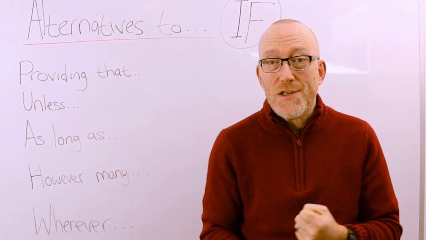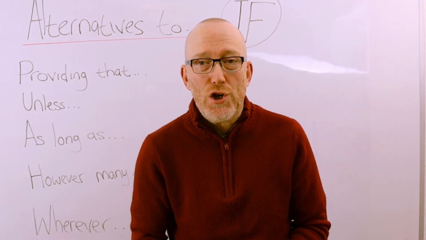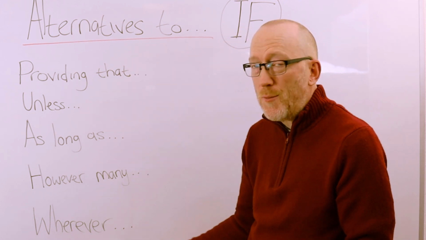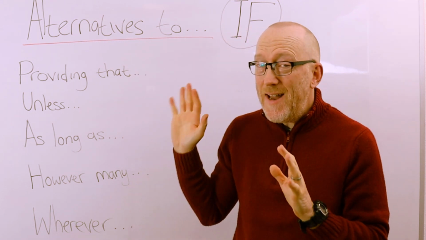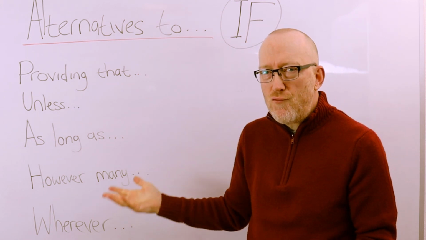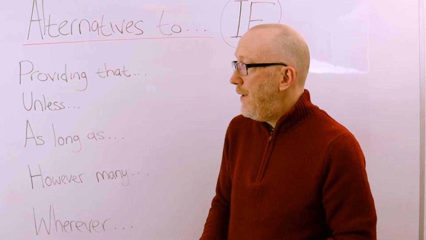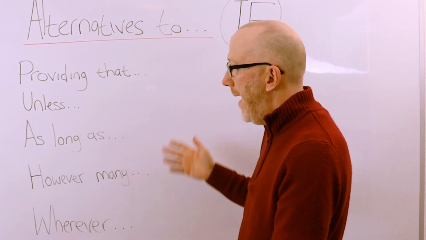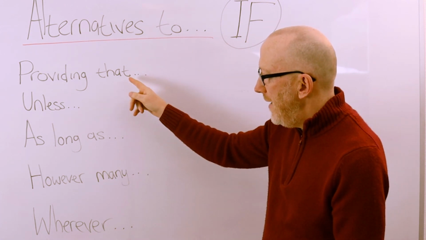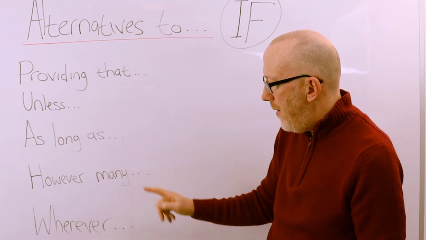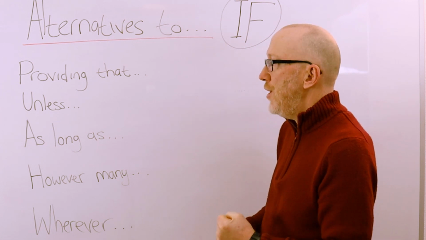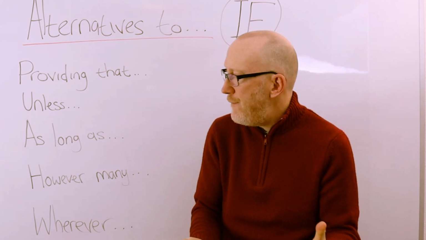Right, now let's take a look at some more interesting alternatives that you can use instead of using the word if all the time. So here we have some great examples. This is not a definitive list, there are more alternatives that you can use, but there are 5 really interesting alternatives to if, and if you want to start sounding more fluent, perhaps you should start using these more regularly. So, providing that, unless, as long as, however many, and wherever. Let's give you some very specific examples of how you can use these as alternatives to if.